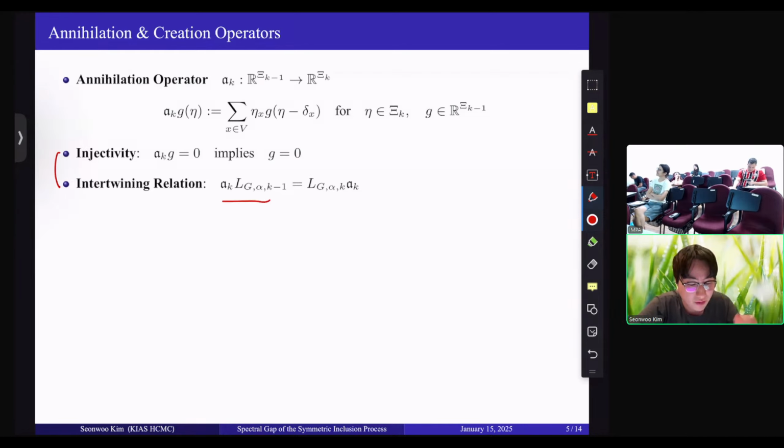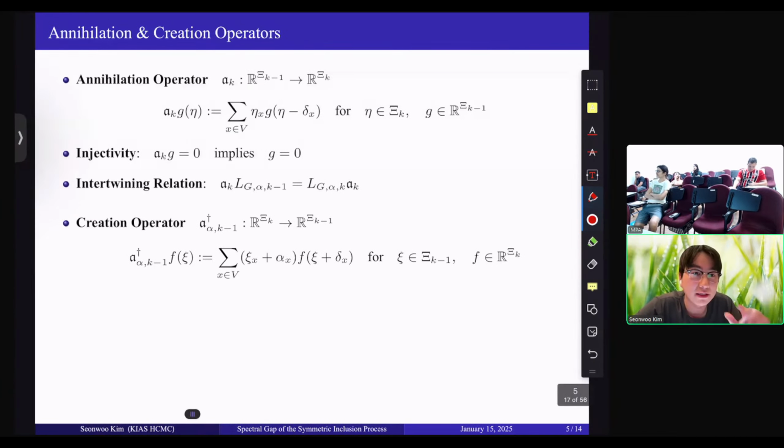The first one is removing one particle uniformly at random, and then running the dynamics with k-1 particles. This has exactly the same law as first running the dynamics with k particles, and then removing one particle uniformly at random. So this is the intertwining relation. These are quite crucial.